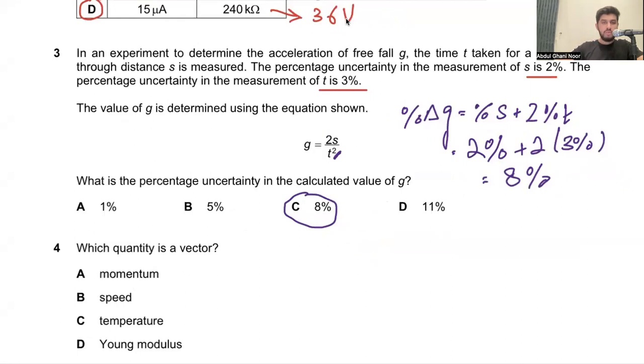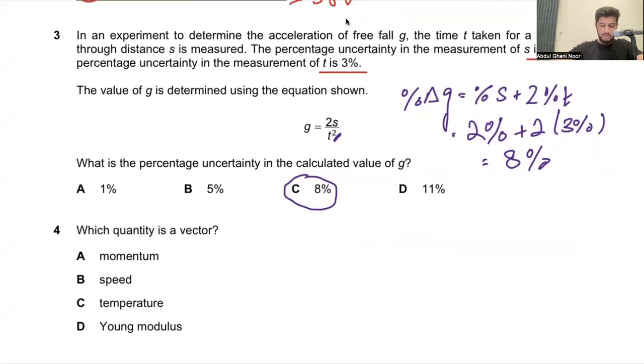Question 4. Which quantity is a vector? Momentum? Yes, momentum is a vector quantity. So the answer is A. Speed is a scalar quantity. Temperature is a scalar quantity. Young modulus is a scalar quantity. So the only vector quantity amongst these 4 options is option A, which is momentum.